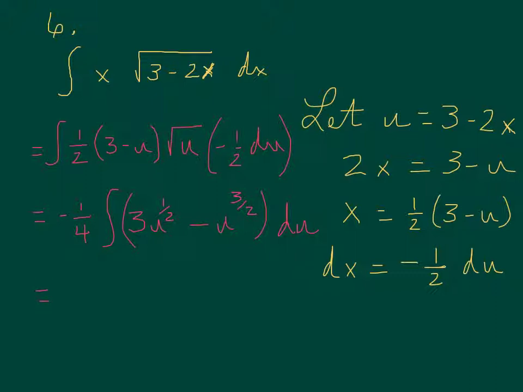So now, using our power rule for integration on both of these terms, the -1/4 stays in front, and we will have 3 times, 1/2 plus 1 makes 3/2, so the reciprocal 2/3 goes in front. So 3 times 2/3 u to the 3/2 minus 2/5 u to the 5/2, also using power rule for that term of the integrand, plus c.